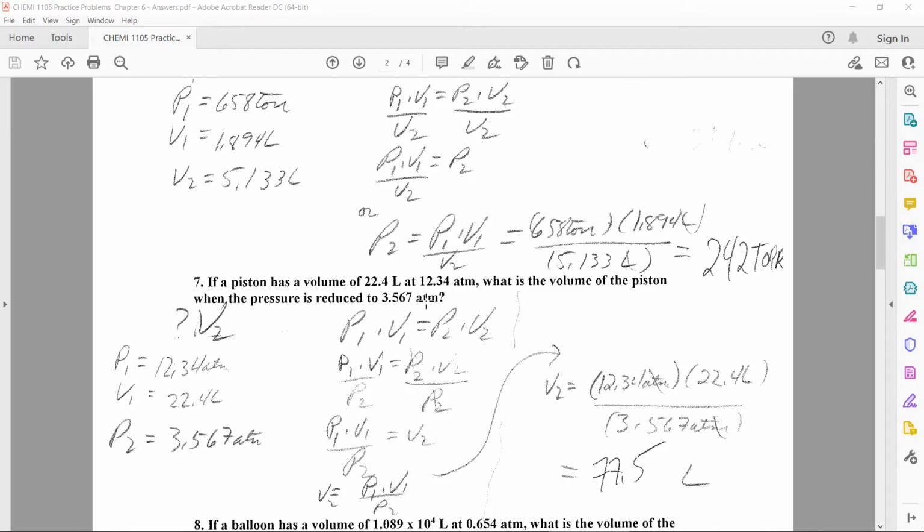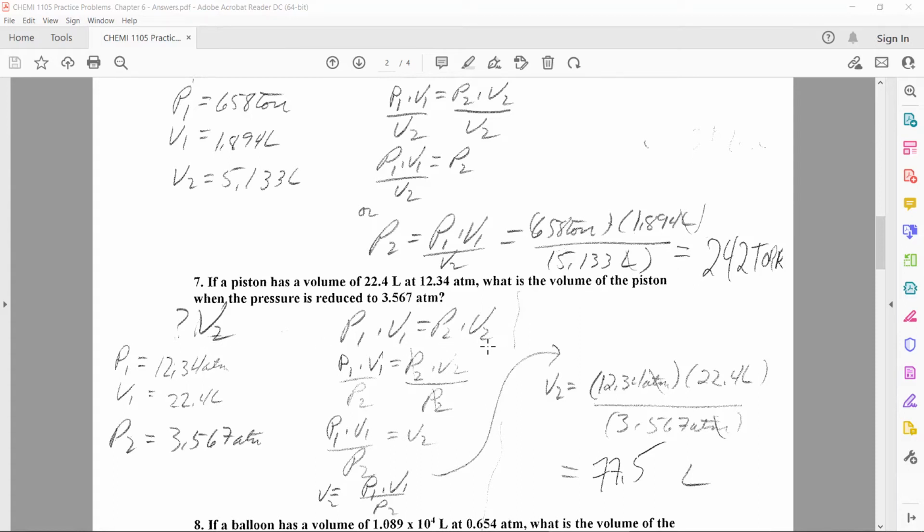Now the pressure is changed to 3.567, which is the final pressure. So we're going to look at this problem and say, oh, it's dealing with a gas, because I'm talking about pressure, atmospheres, and volume. I only deal with volume and pressure. So I'm going to use Boyle's Law. P1 times V1 equals P2 times V2.